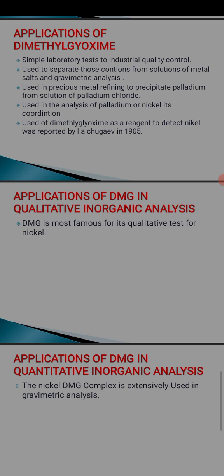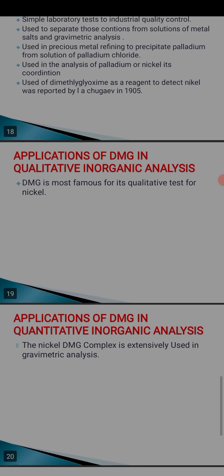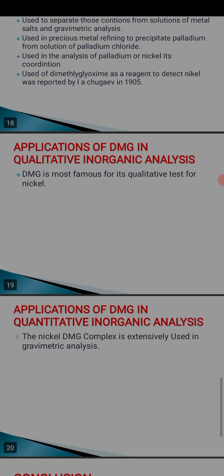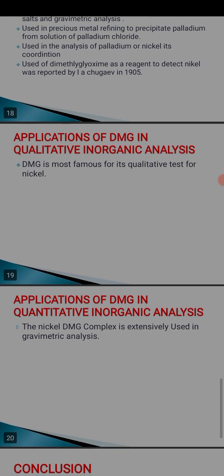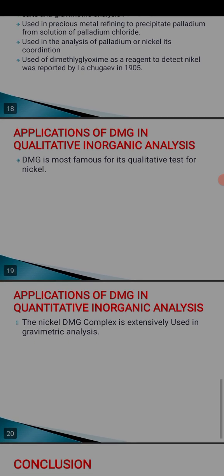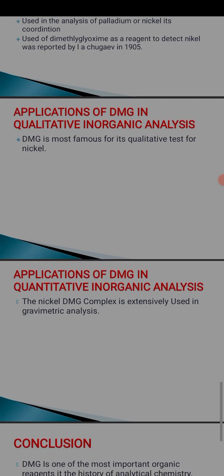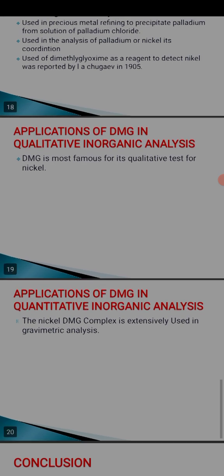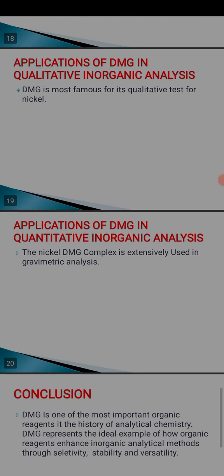It is used to separate nickel from solutions of nickel salts and in gravimetric analysis. It is used in precious metal refining to precipitate palladium from a solution of palladium chloride. It is used in the analysis of palladium or nickel and their coordination. The use of dimethylglyoxime as a reagent to detect nickel was reported by L.A. Chugaev in 1905.